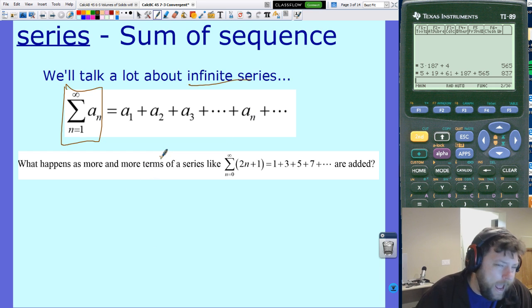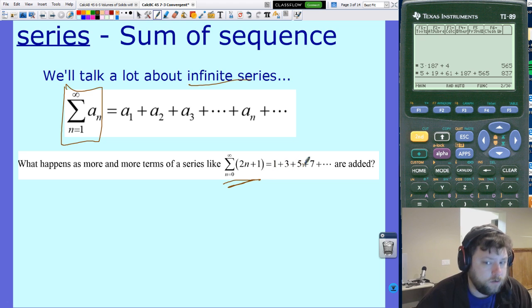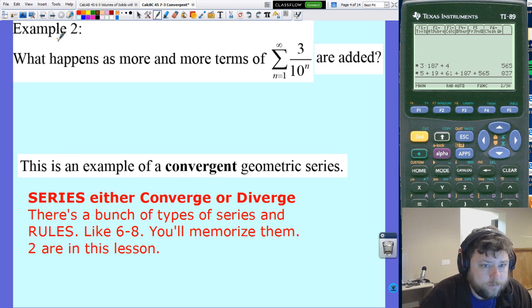And what happens when you do that? Let's take an example. We have the sum from n is 0 to infinity of 2n plus 1, which would be 1 plus 3 plus 5 plus 7, and so on. Well, what's going on? They're just going to add up to infinity. It keeps growing more and more, and it's going to add all the way up to infinity. So that's important to note here.